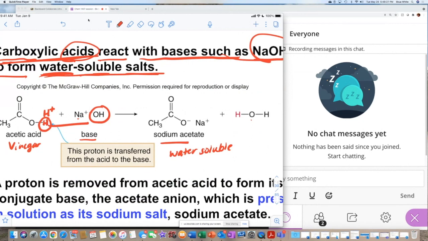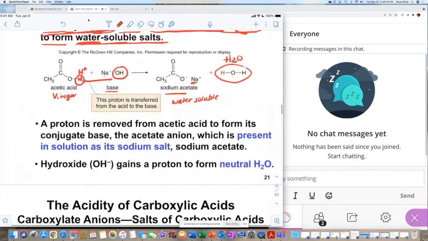So it's kind of like a switch, an exchange. Give me your H and I'll give you my Na. The Na ends up where the H was. These go off together. They make a water molecule, and then we have the salt, water soluble. That's what they're saying here. A proton is removed from the acetic acid to form its conjugate base. The acetate ion, which is present in solution, is a sodium salt called sodium acetate. Hydroxide gains a proton from the acid to form neutral water. The hydroxide gains the proton from the acid to form water.